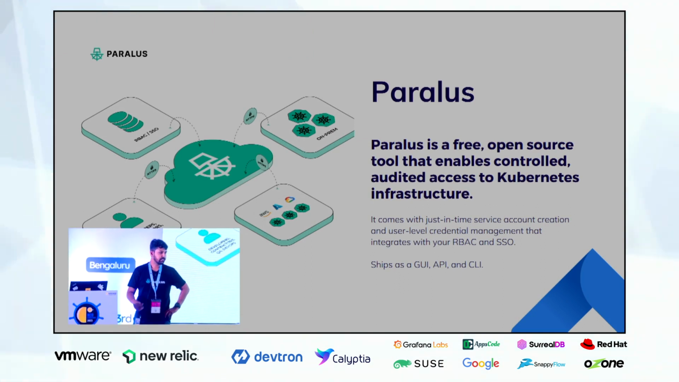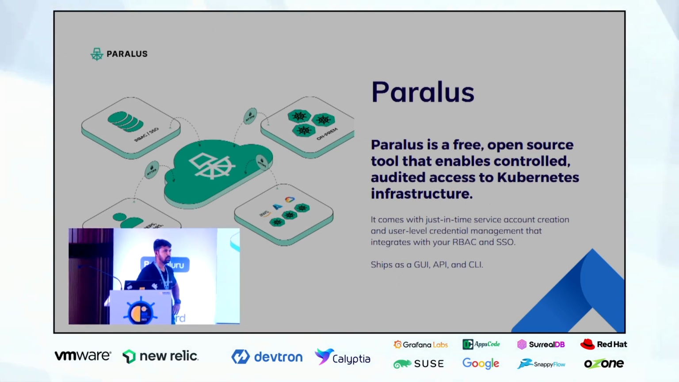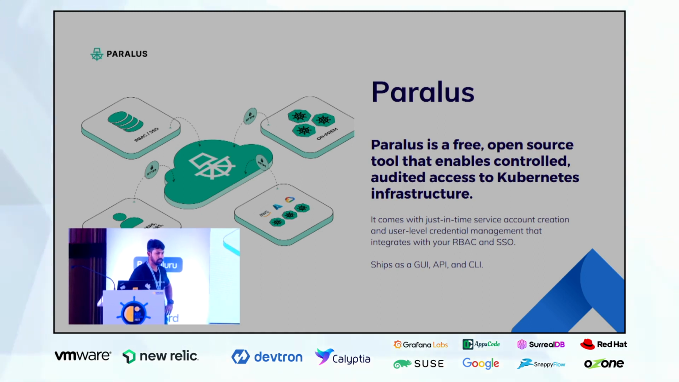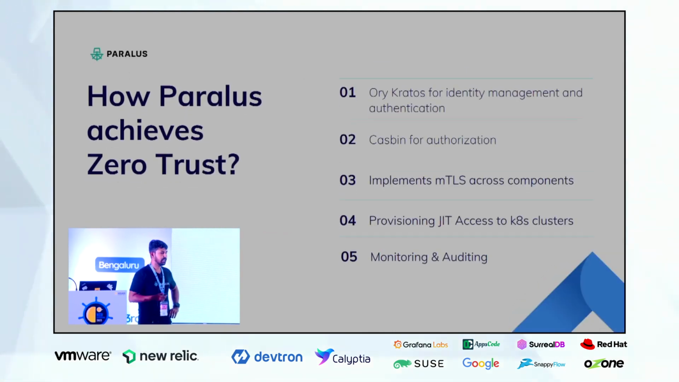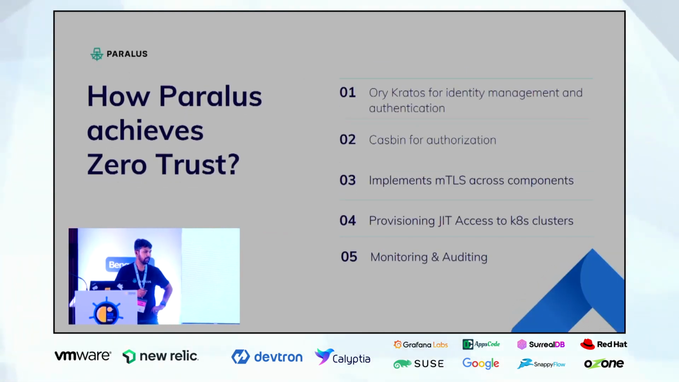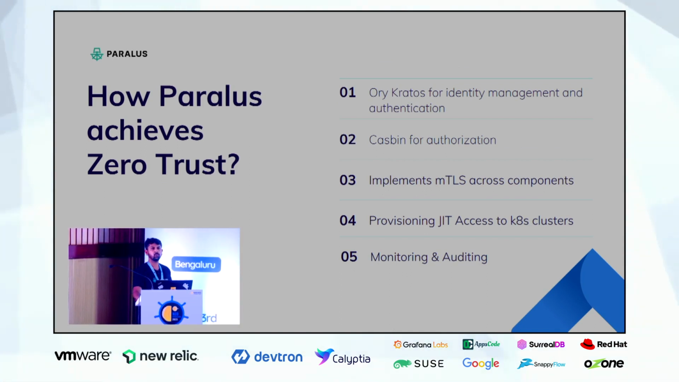Alright, so Paralus is a free and open source tool that enables controlled and audited access to Kubernetes infrastructure. It comes with a GUI, it ships with a CLI and an API as well. So you can just have a look. It is a CNCF sandbox project, and we'll see how Paralus achieves Zero Trust. So we spoke about a few points, right? Four principles to be particular.